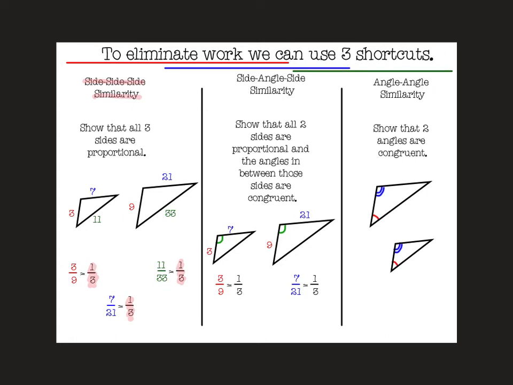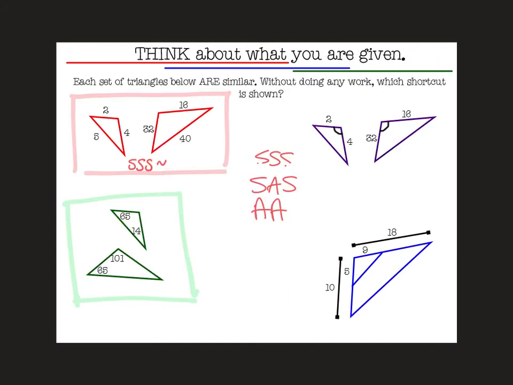The second one is side, angle, side. You have two sides that are proportional. So I have 1/3, 1/3. And then right here, I have an angle that's congruent. So that's side, angle, side. The third way is proving that two angles are congruent. So those are shown for you. And that's angle, angle similarity.